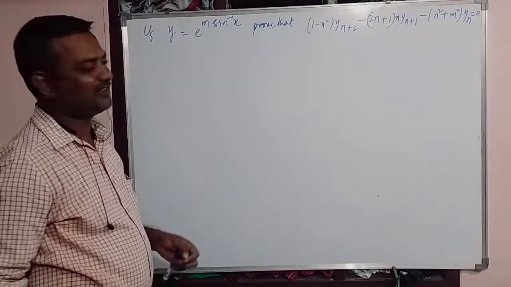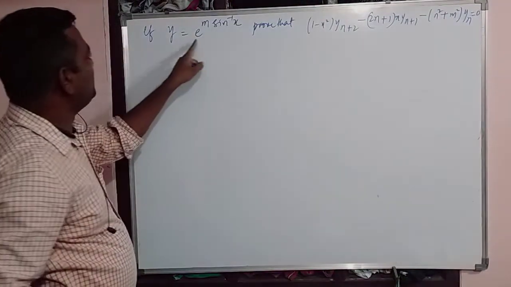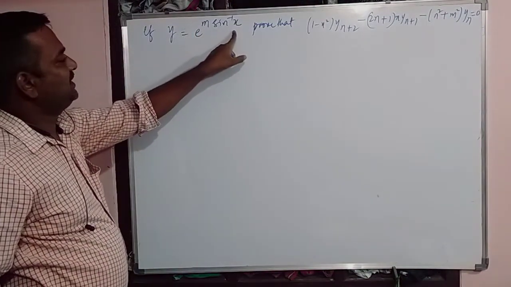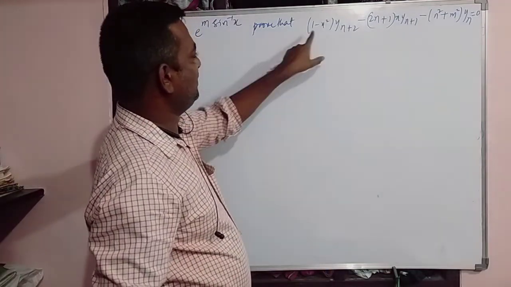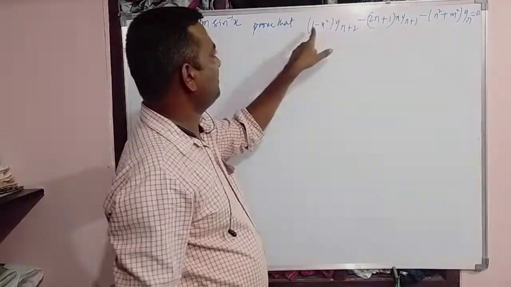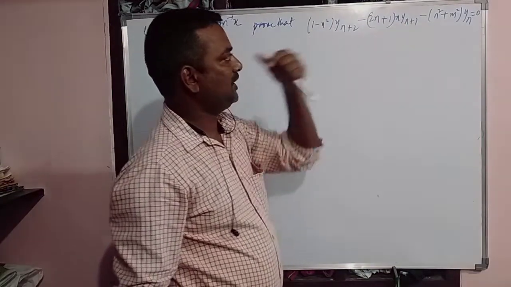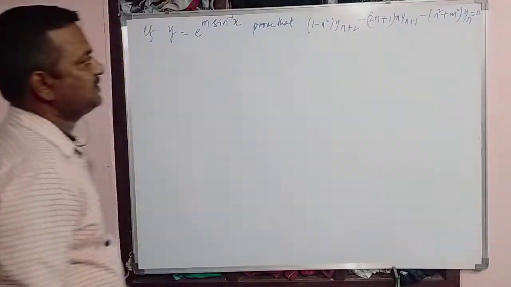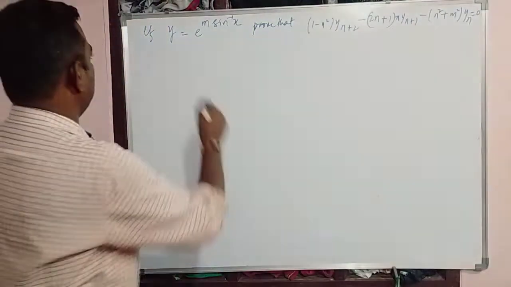In this lecture, we are going to discuss the nth derivative of y equal to e raised to m sin inverse x, in such a way that you need to find the nth derivative in the form of (1 minus x square) yn plus 2 minus (2n plus 1) x yn plus 1 minus (n square plus m square) yn is equal to 0.